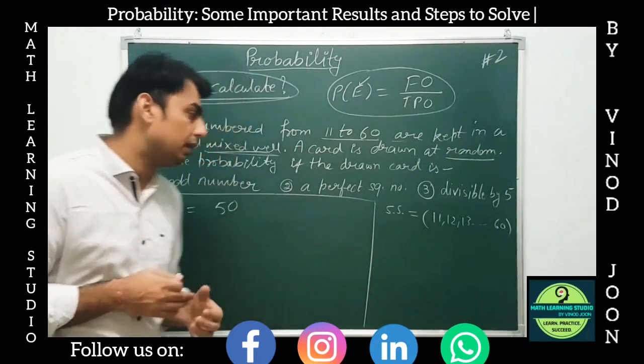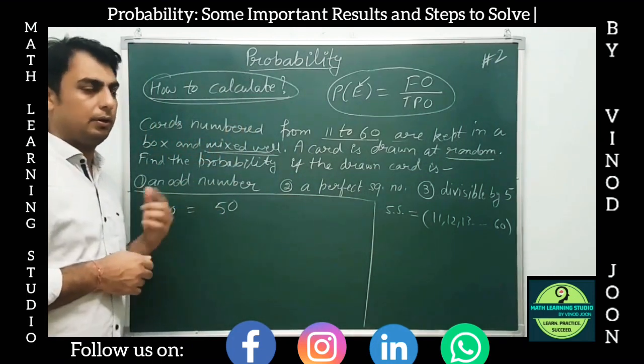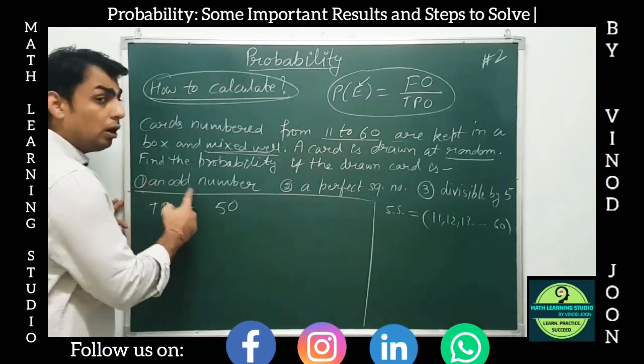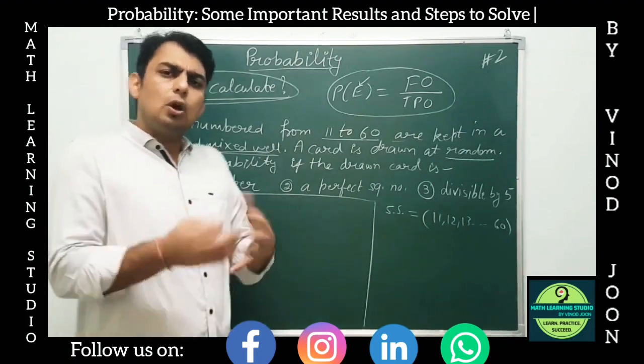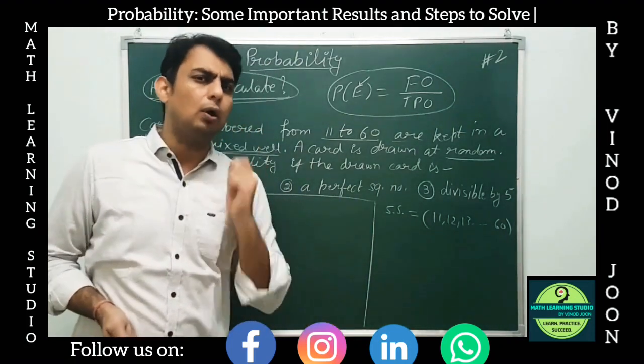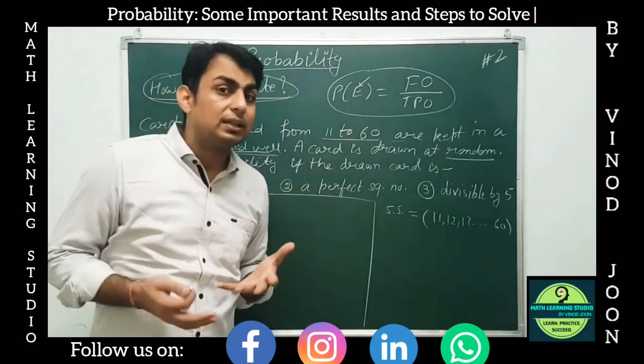और वो किस पे डिपेंड करता है? वो डिपेंड करेगा the event पे, right? So we have the event as odd number. We need a number which is odd. कार्ड निकाला, कार्ड पे odd number होना चाहिए. So what are the chances of that?